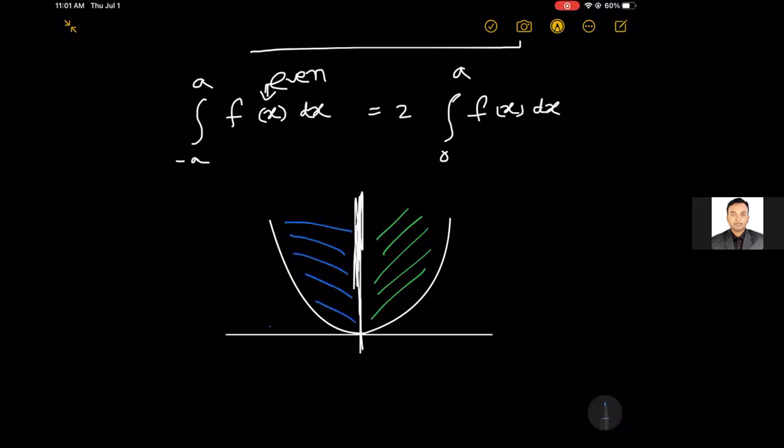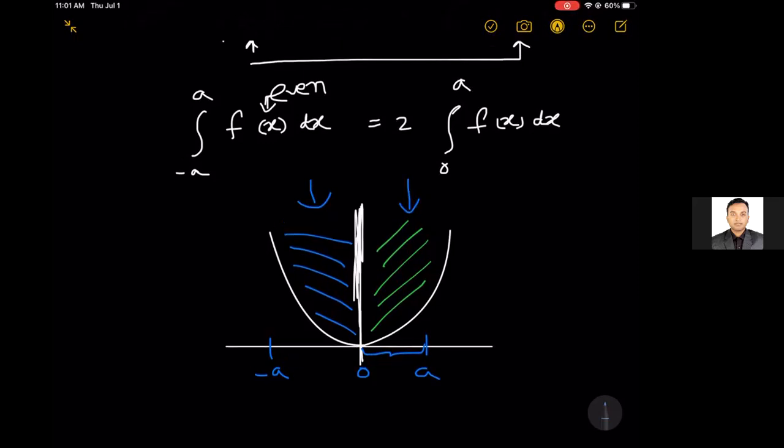So if you're integrating it from negative a to a, instead you can find the value from 0 to a and multiply it by 2 because it's the same. You can see this part and this part is the same. So that's what the property is telling you. Instead, you can integrate it from the mirror point, which is at 0, and multiply it by 2, right?